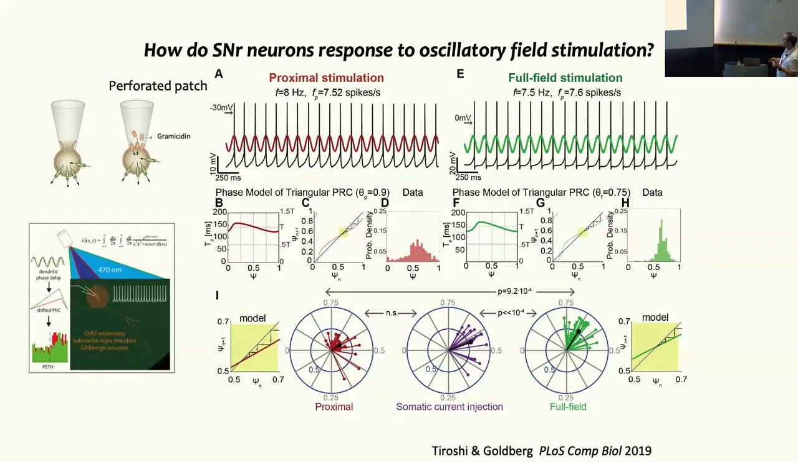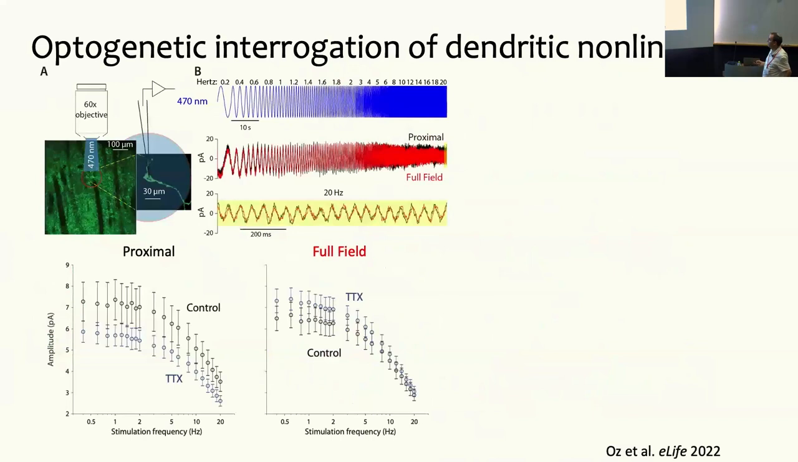the distribution of phases, the average for every cell, what's the average phase where it locked? And we just put them all together. You could see for proximal illumination, the grand average is around here. And for the full field, it's shifted. There's a little bit of a change in that frequency. So it's a proof of concept that the dendrites introduce this phase delay, which is not surprising.